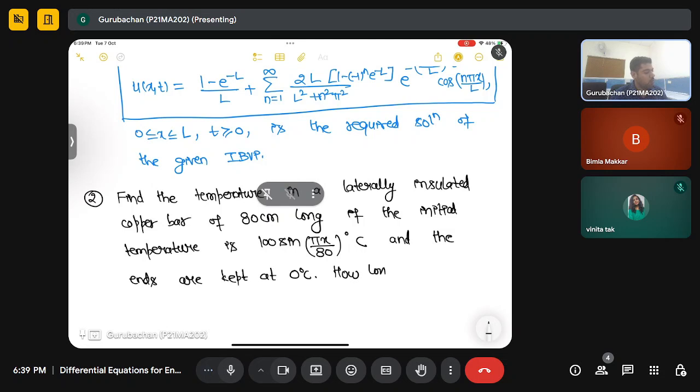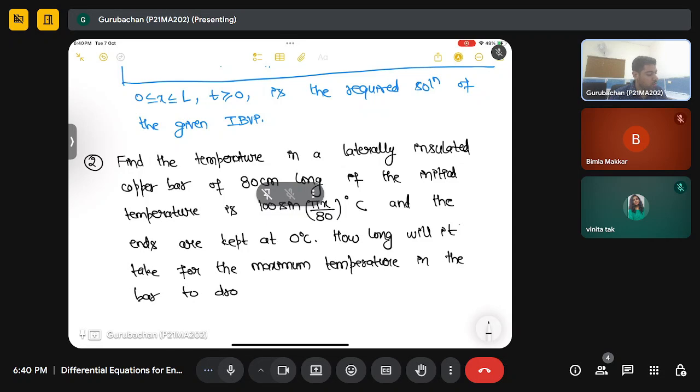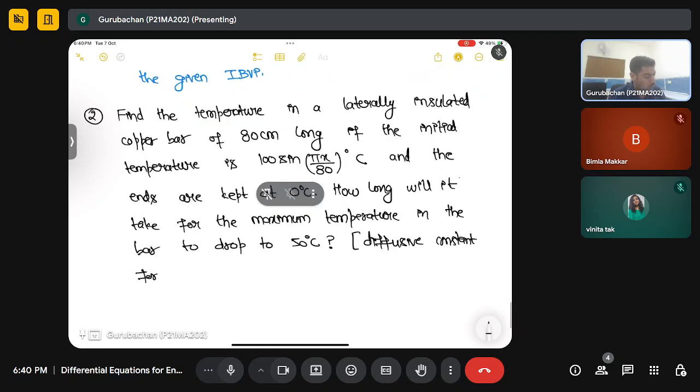So how long, or you can say how long will it take for the maximum temperature in the bar to drop to 50 degree Celsius, and given that the diffusive constant for copper is 1.15.